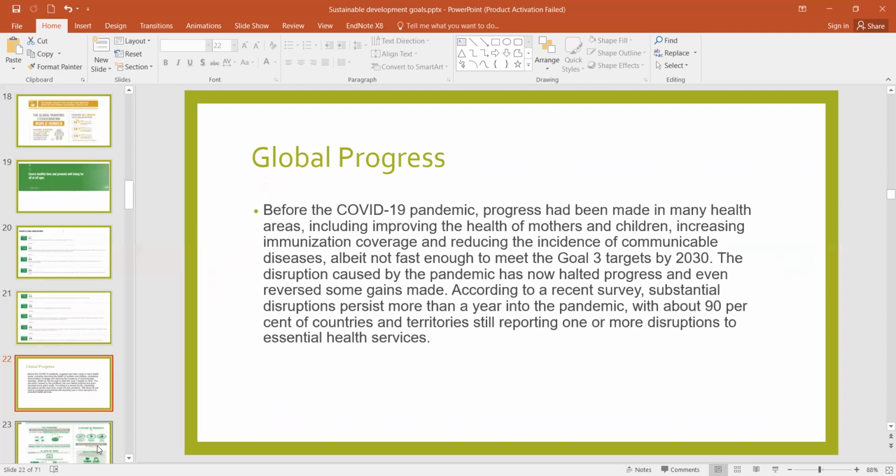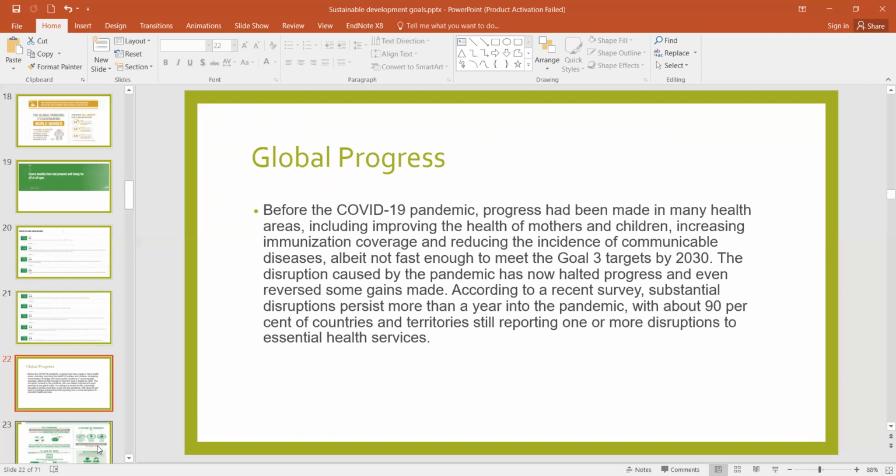Before the COVID-19 pandemic, progress had been made in many health areas, including improving the health of mothers and children, increasing immunization coverage, and reducing the incidence of communicable diseases, albeit not fast enough to meet the Goal 3 targets by 2030. The disruption caused by the pandemic has now halted progress and even reversed some gains made.